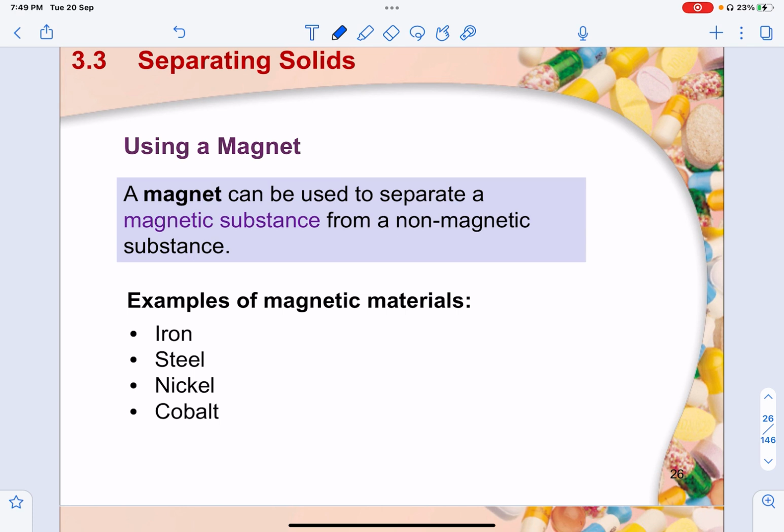Next, when we look at a magnet, a magnet is able to separate a magnetic substance from a non-magnetic substance. The key thing when we talk about a magnetic substance is that it is a material that can be attracted to a magnet. It can itself be a magnet, or it can also not be a magnet. That's the meaning of magnetic substance. So you can say it can be attracted by a magnet. Some examples of magnetic materials are iron, steel, nickel, and cobalt.